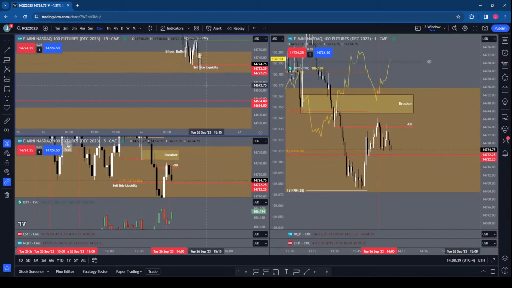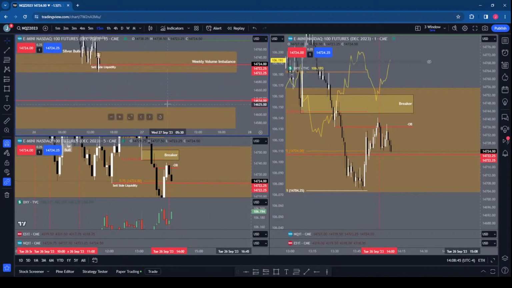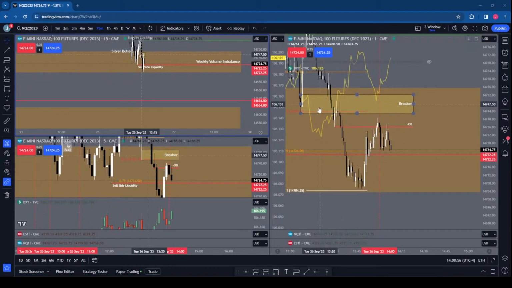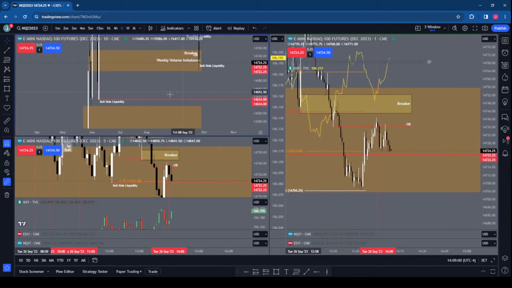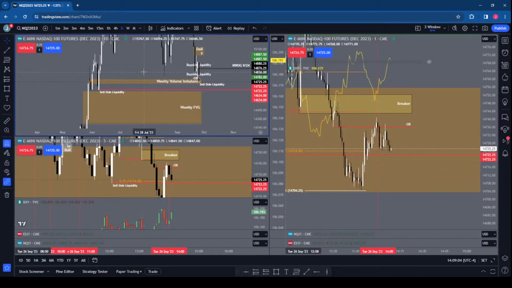On the higher time frame, the levels we have below this weekly volume imbalance is this red line, which is on the daily, a daily low. It's a daily low that's kind of in some chop. I'll just go to it on the daily chart and show you. It's this daily low right here. So it's the next low below this weekly volume imbalance.